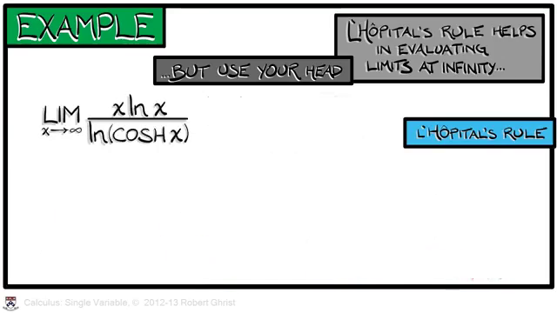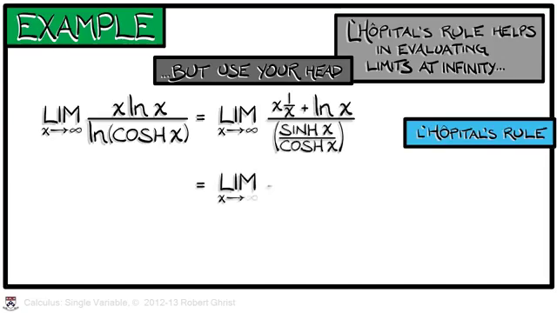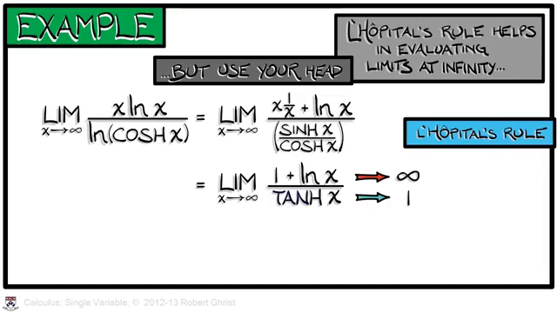Consider the limit of x times log of x over log the hyperbolic cosine as x goes to infinity. I'm going to let you do the work to apply L'Hopital's rule and see what we get. What we're going to get winds up looking a little complicated. Fortunately, there's a hyperbolic tangent involved, which allows us to use our previous result to say that the numerator is going to infinity while the denominator goes to 1.